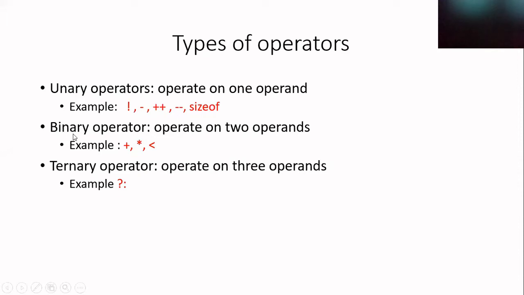Likewise, if you consider the second category, we have the binary operator. A binary operator is going to operate on two operands. The third is the ternary operator, which is going to operate on three operands. Only one ternary operator we have in C programming, that is the conditional operator, which is question mark and then colon. These are the basic classification of the operators in C programming.